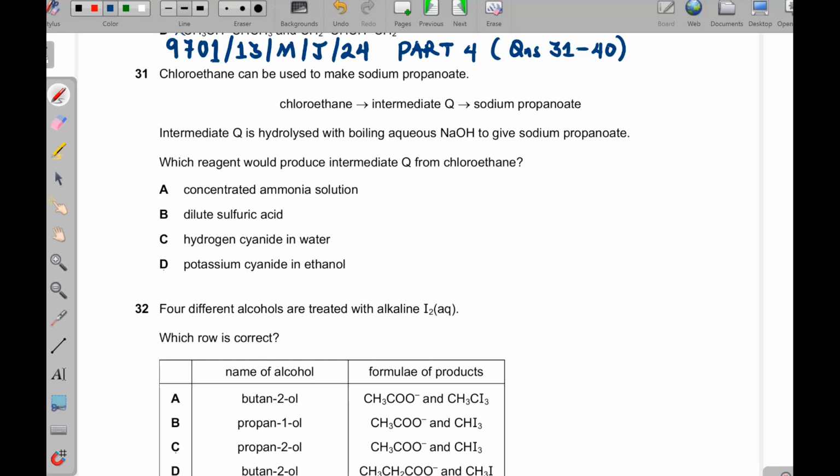Part 4, this is for questions 31 to 40. Question 31, chloroethane can be used to make sodium propanoate. So you have here chloroethane, then an intermediate Q, and then sodium propanoate.